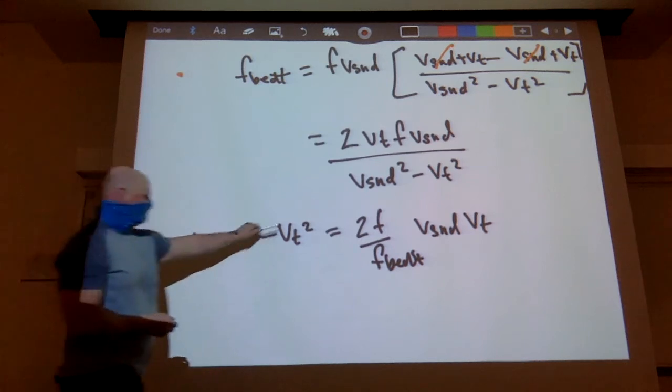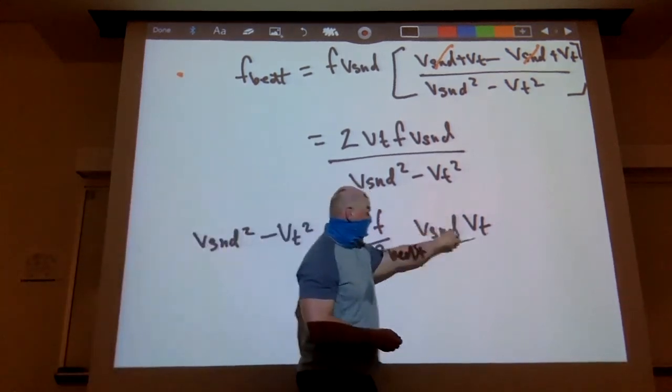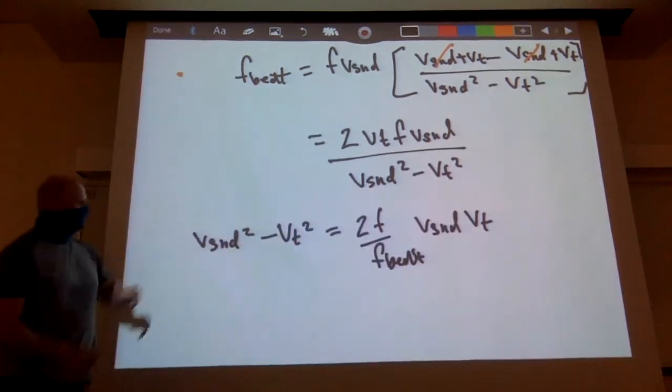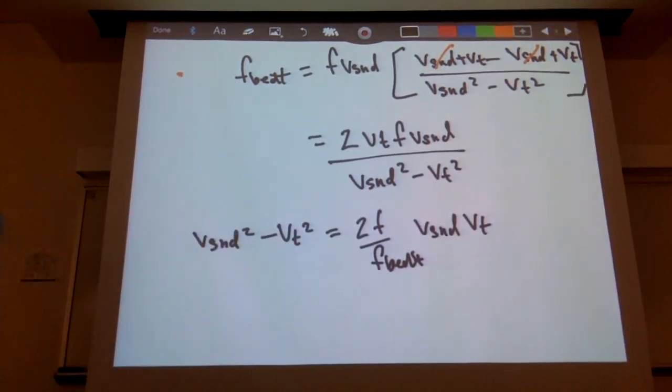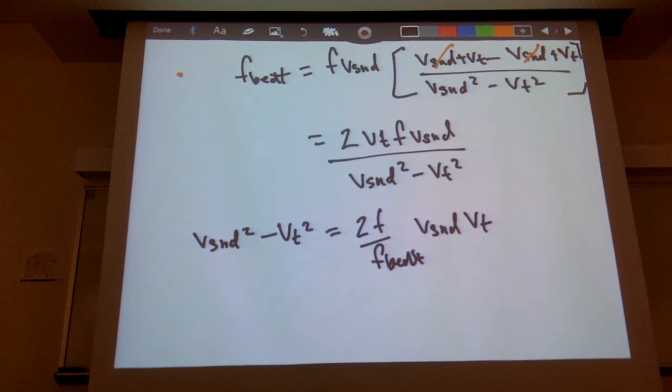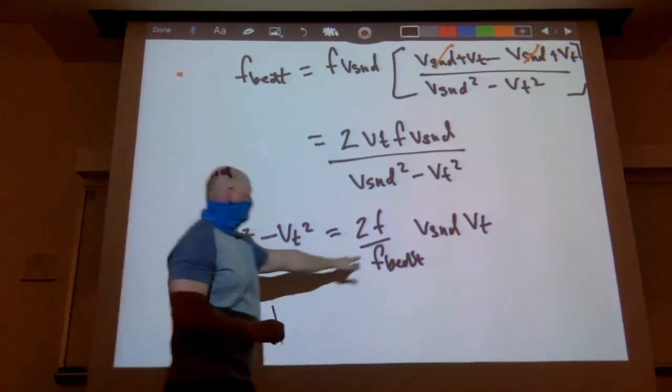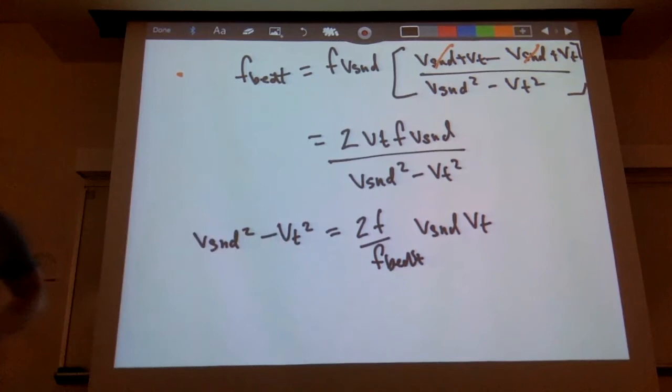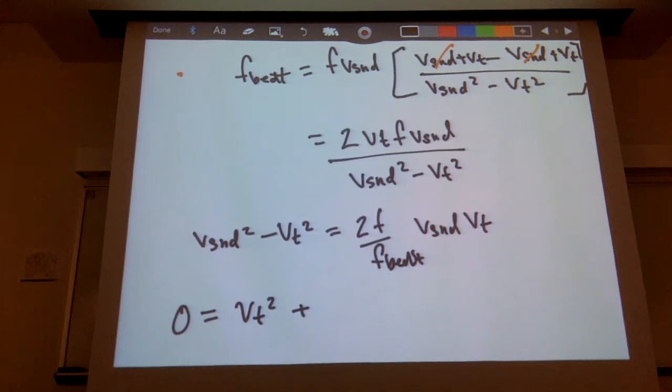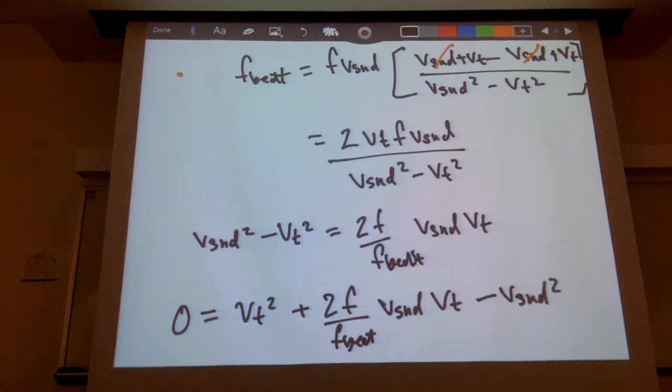Finally, what I notice is I have a speed of the truck squared here, a regular speed of the truck here, and a constant term here, which means we're going to have to solve a quadratic. So let's make this thing actually look like a quadratic. So I'm going to go ahead and add this guy over here, subtract this guy over here, to finally get 0 is equal to the speed of truck squared plus twice the frequency divided by the beat frequency times the speed of sound times the speed of the truck minus the speed of sound squared.